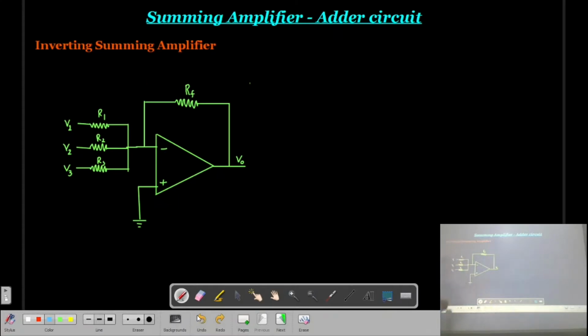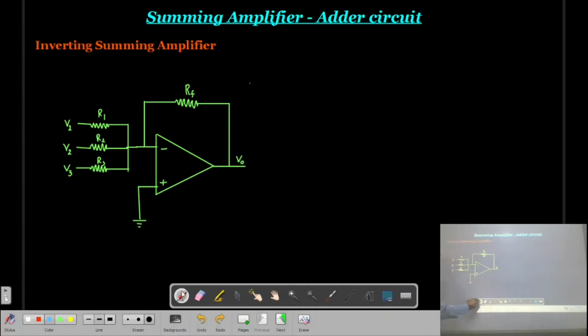Now if you look at this summing amplifier, we have considered three different sources V1, V2, V3. You can also have n number of sources, and here these voltages are given to the inverting terminal of the operational amplifier. Here we have a feedback resistance RF. So basically it is a kind of inverting amplifier, correct? Now how will this circuit give you the summation of the input voltages?